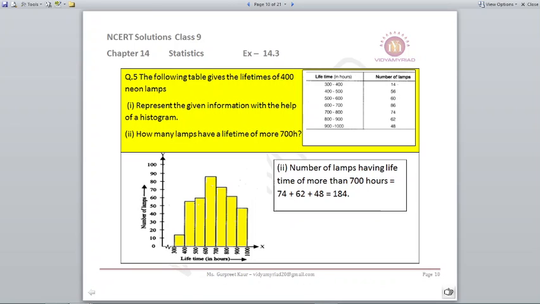For 700 to 800, the number of lamps is 74. 800 to 900 are 62, and 900 to 1000 are 48. So I need to add all three together: 74 plus 62 plus 48 gives us 184.